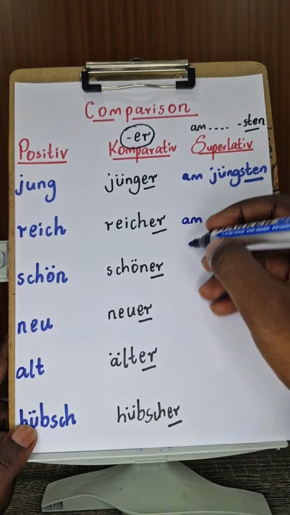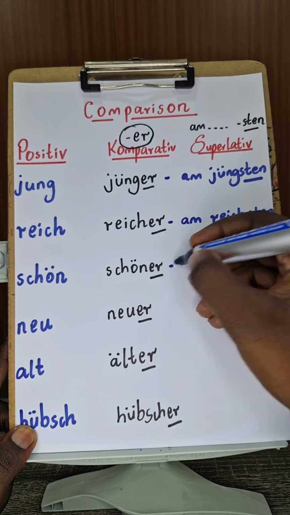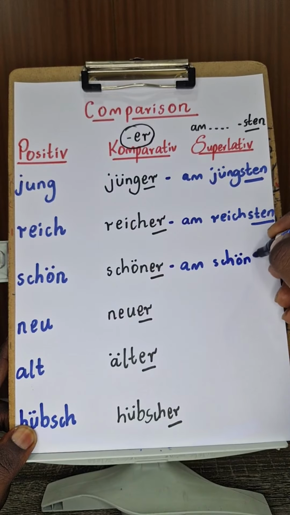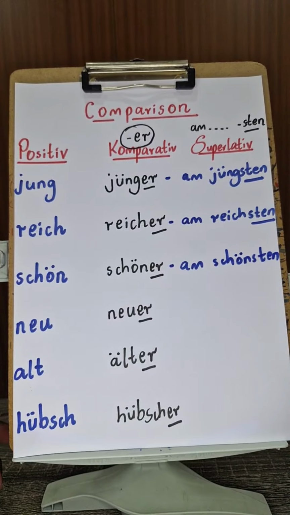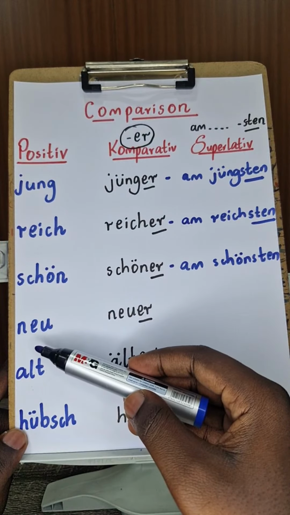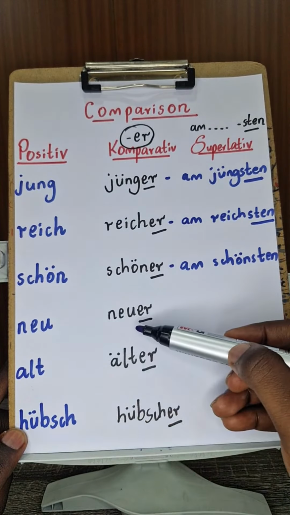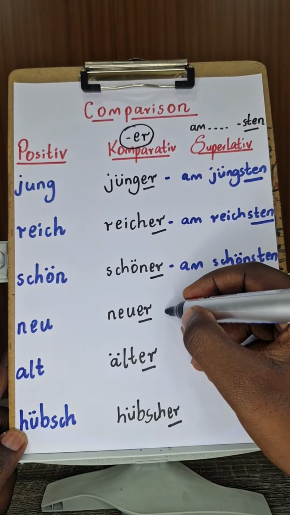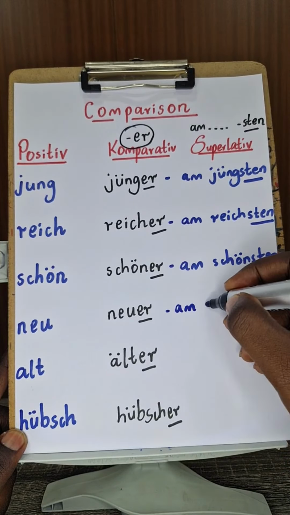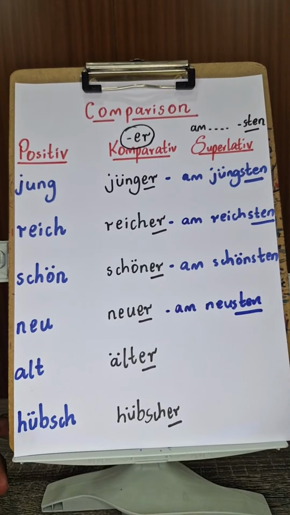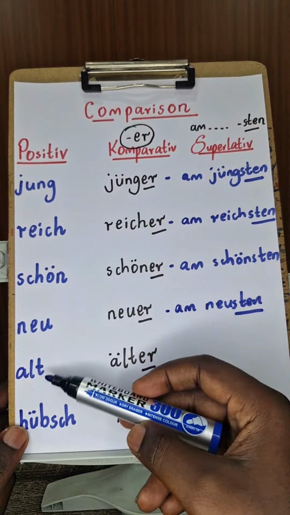How about schön, schöner, now becomes, kindly note the endings. So schön, schöner, am schönsten. Look at that. Schön, schöner, am schönsten. Ah yeah, there's neu, neuer, okay, neu, neuer, newer, and then newest: am neuesten. Neu, neuer, am neuesten.